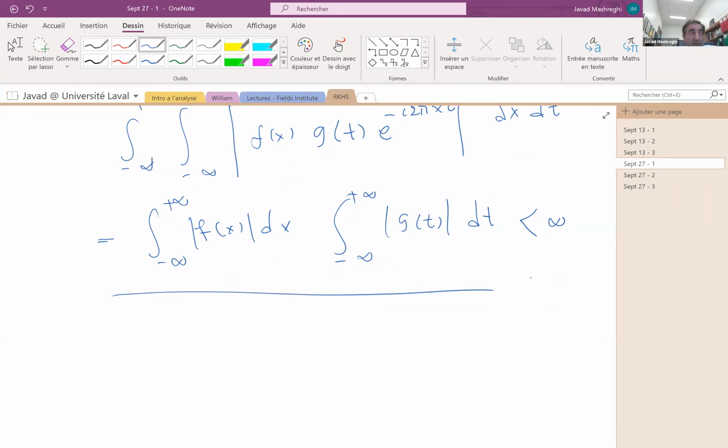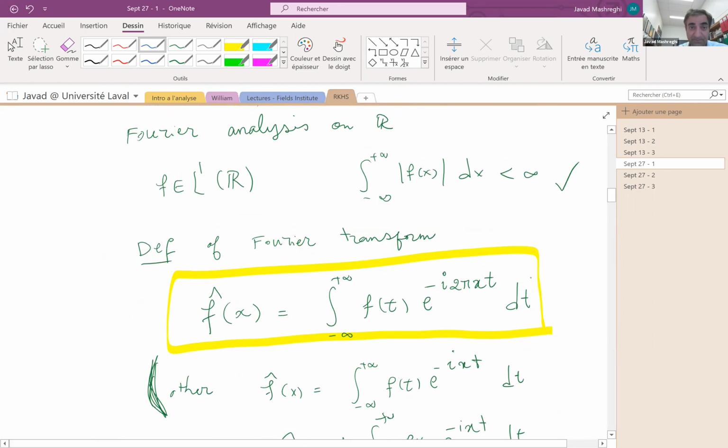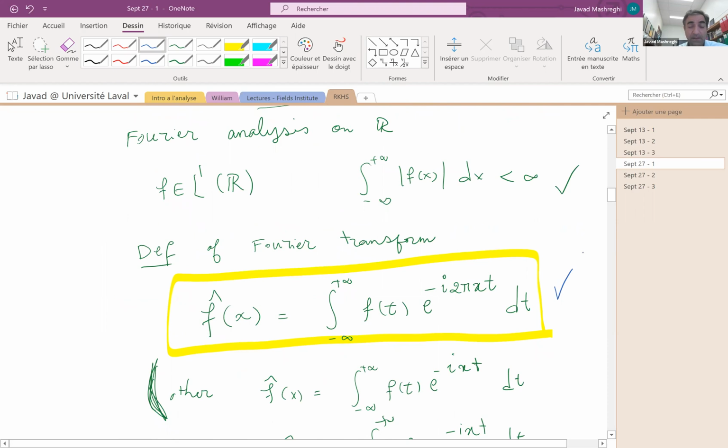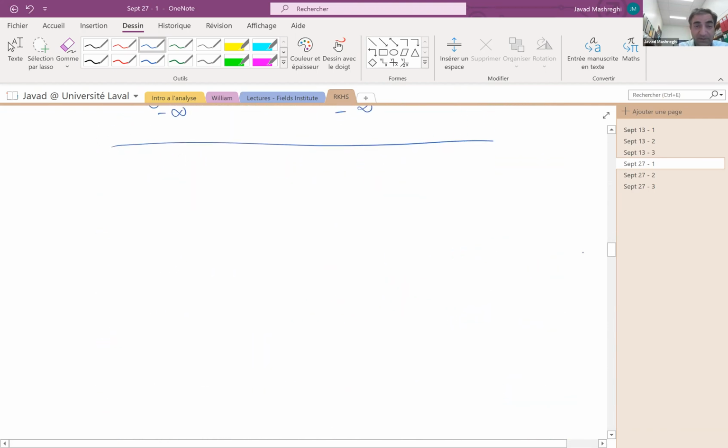Is there a formula for f in terms of f hat? The formula we have here gives f hat in terms of f. Probably you have seen a formula like this before: the integral from minus infinity to plus infinity of f hat of t e^{i2πxt} dt, the reconstruction formula, which is equal to f of x.